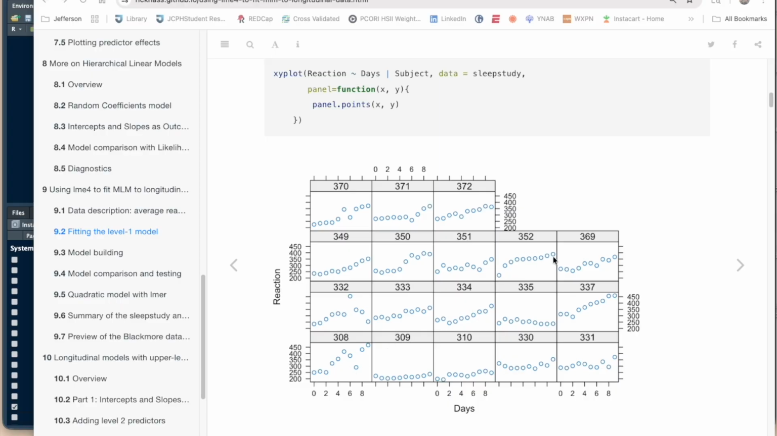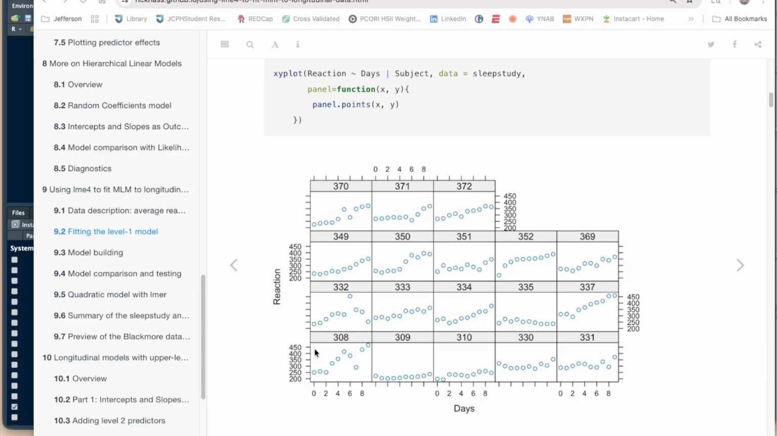Note we also have some nonlinearity. So 352, this is much more of an exponential flattening. So some real degradation of response time followed by kind of a plateau, right? So, classic mixed effects models.